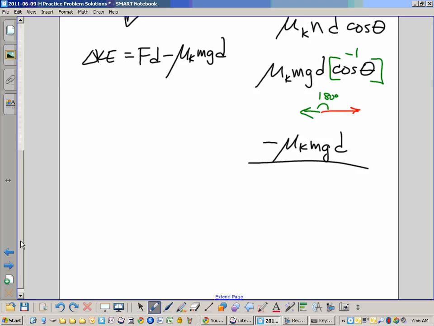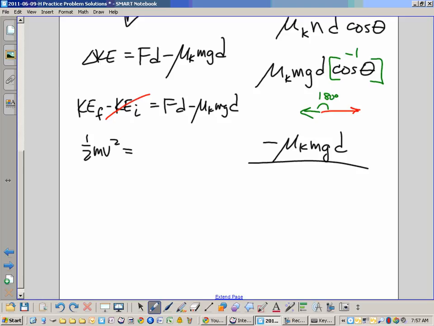All right. So now, what about KE? Delta KE. Let's take a look at it, since we know that's KE final minus KE initial. It starts from rest, so we can leave that out. That's equal to Fd minus mu k mgd. So this is 1/2 mv squared, v final, is equal to Fd minus mu k mgd.